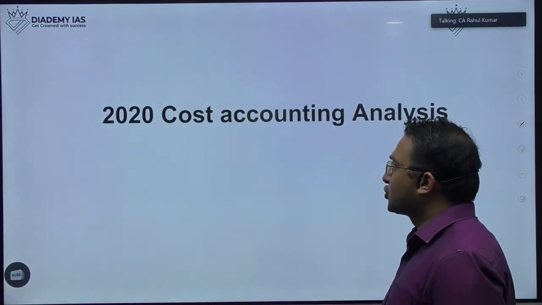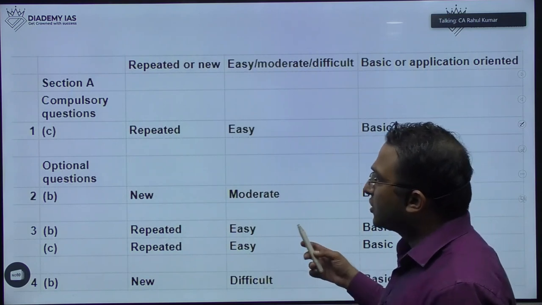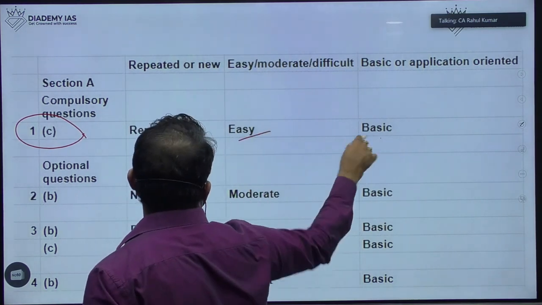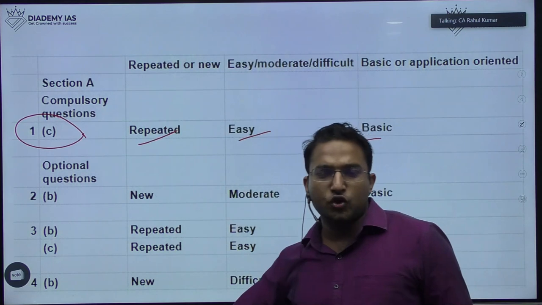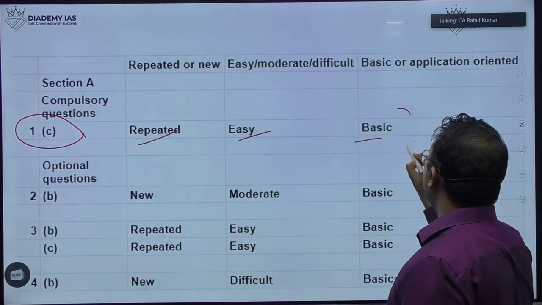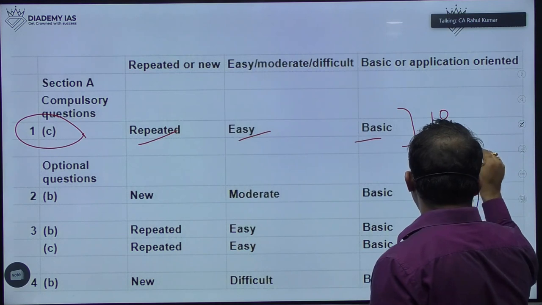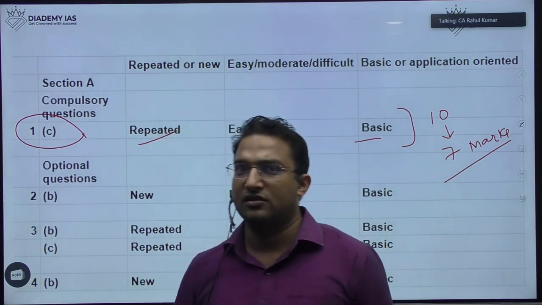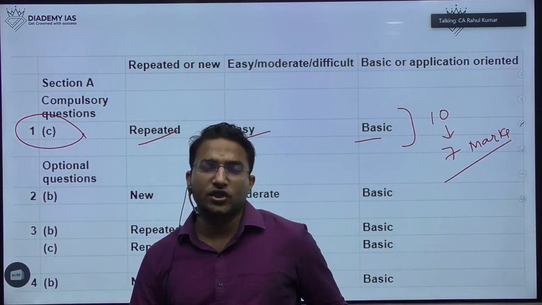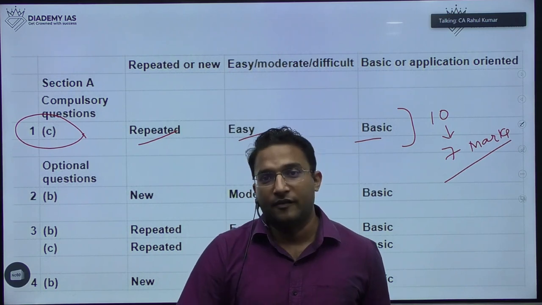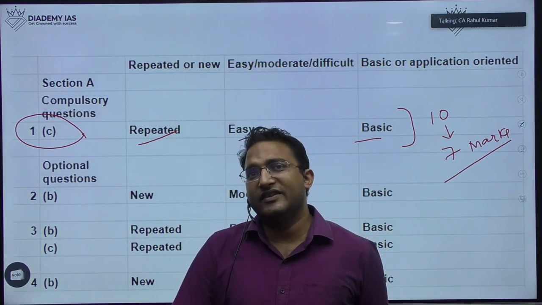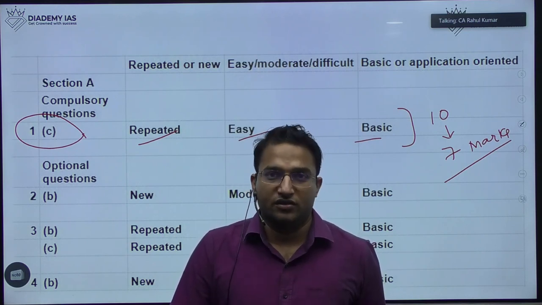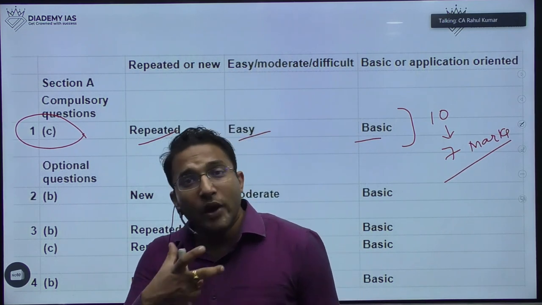So in the 2020 questions, question number 1C was the compulsory question. It was repeated, easy and basic. This is something you should grab in this type of question. Out of 10 marks, you should try to get 7 marks. You should write every single point, every micro dimension, make a diagram, write assumptions, write some numerical example. Give the answer as comprehensive as possible, because here you have a simple, basic, easy, repeated question. These are the low-hanging fruits.